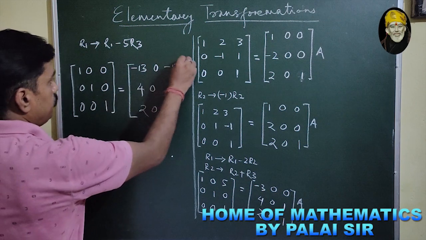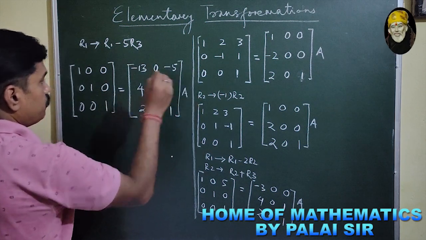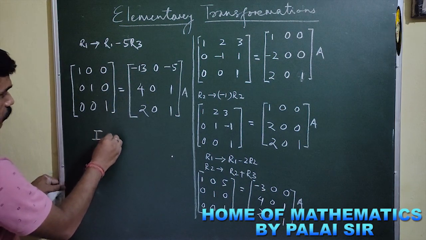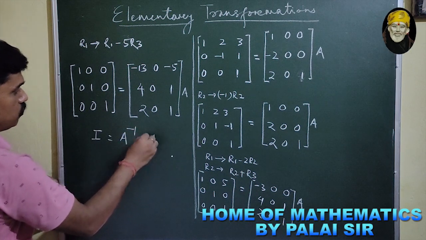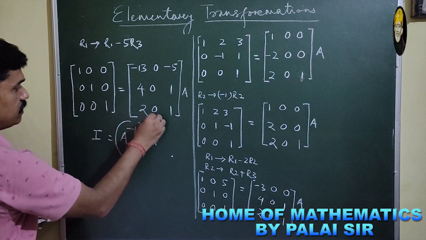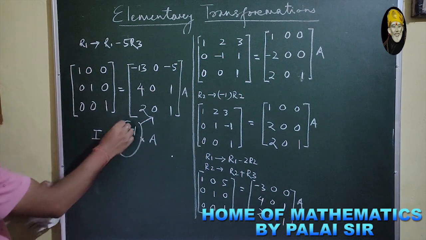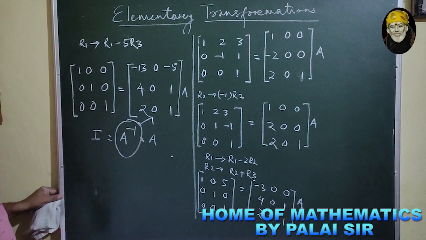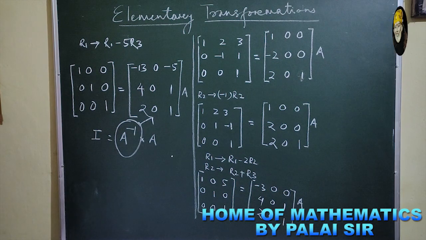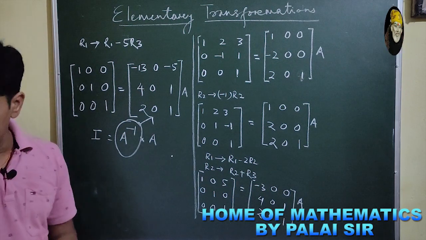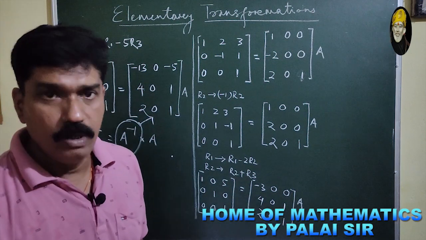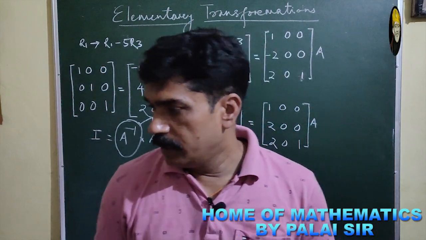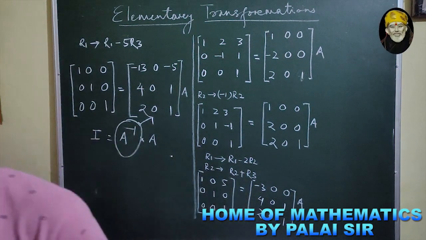This into what? A. So as per our condition, I equal to what? A inverse into A. So what is the value of A inverse? So this is the value of A inverse. Clear now? So the value of A inverse you are getting minus 13, 0, minus 5 and 4, 0, 1 and 2, 0, 1. Clear now? We will take another question and you will be clear regarding this.